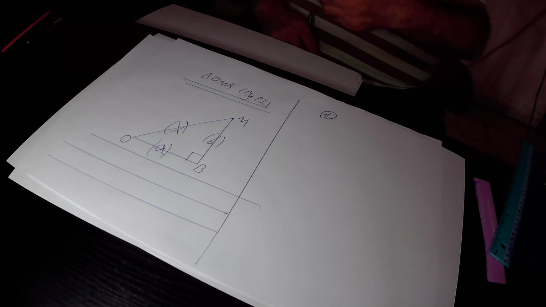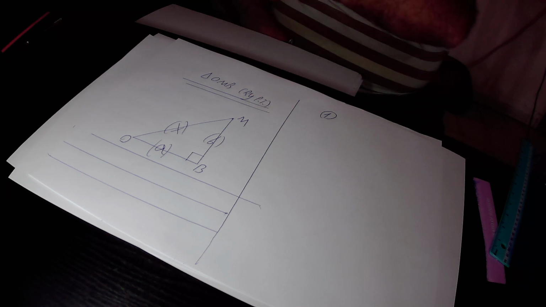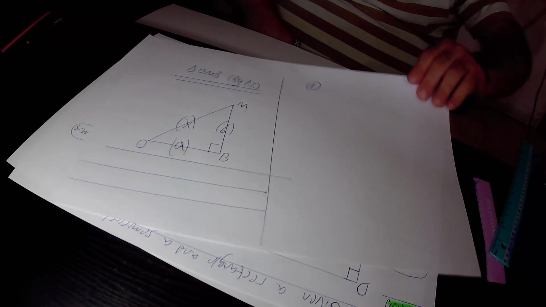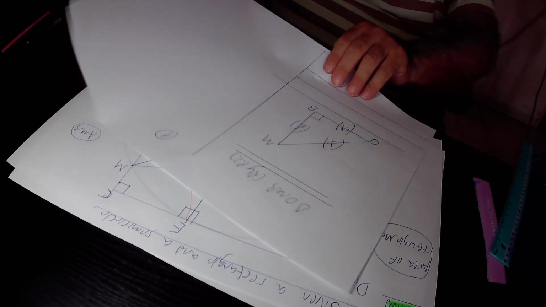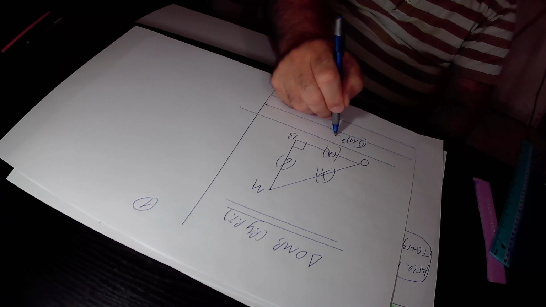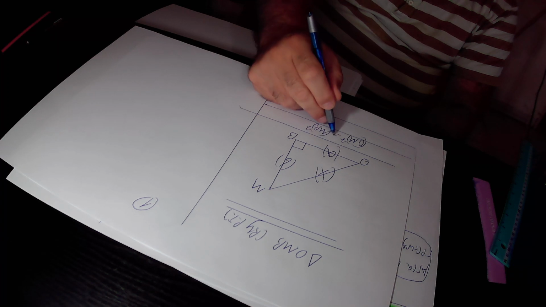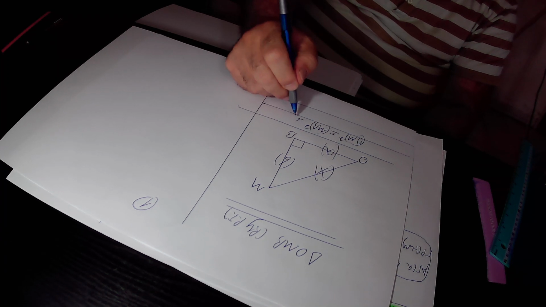According to the Pythagoras theorem, in this right triangle OMB, OM squared equals MB squared plus BO squared. So I'll write it down. OM squared, that is the square of the hypotenuse, equals MB squared plus OB squared.